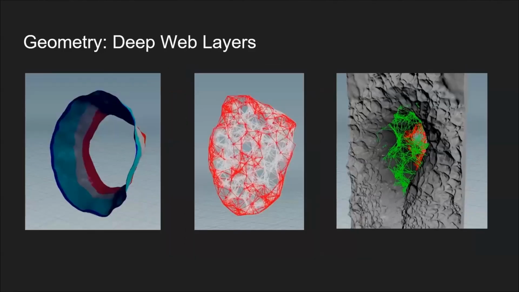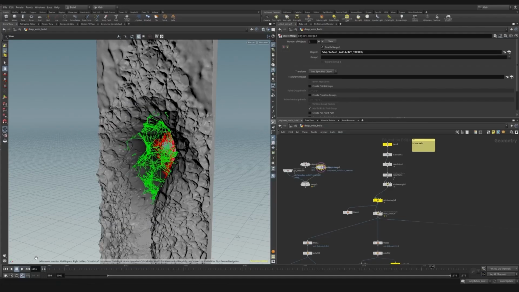So the next part of the geometry I want to talk about is, I call it the deep web layers. These are the layers of webs that sit inside of the hole. So in general, I split my web geometry into 3 different portions. The webs that live on the surface of the wall, and then these are the deep webs. So I have 2 layers inside of the hole itself. So let's talk about that.